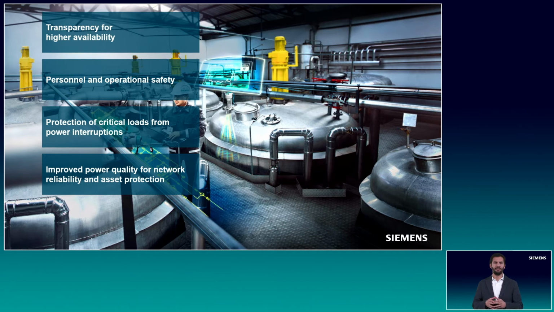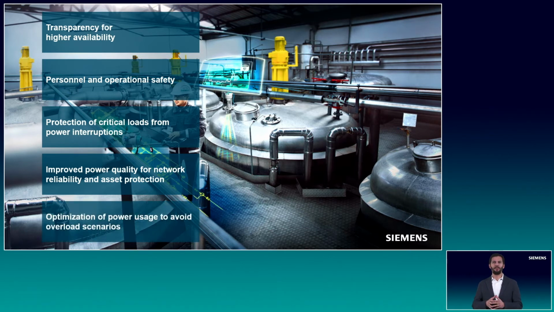Improved power quality for network reliability and asset protection, a very relevant aspect when it comes to the life cycle of existing devices. And finally, optimization of power usage to avoid overload scenarios, a critical topic that implies automatic generation control to ensure sufficient power reserves.